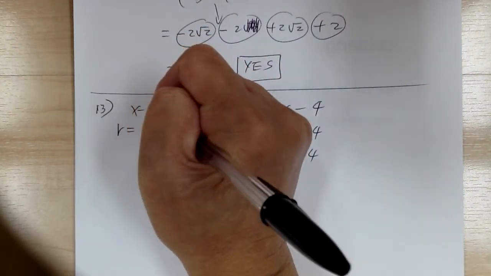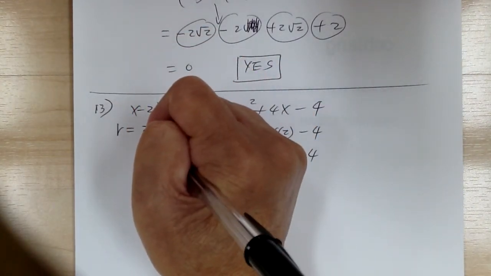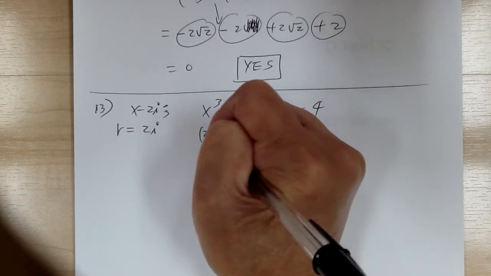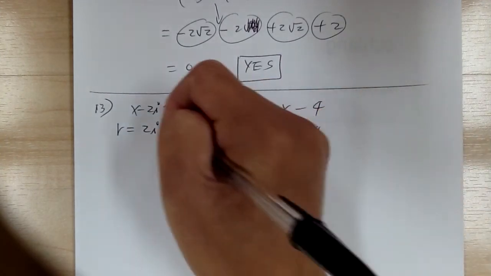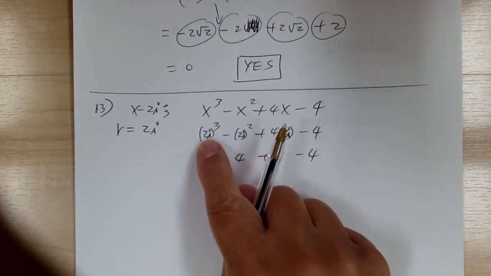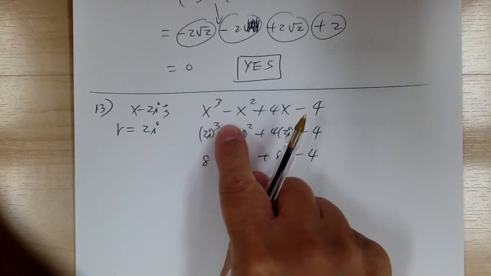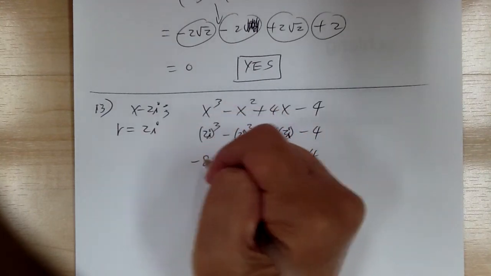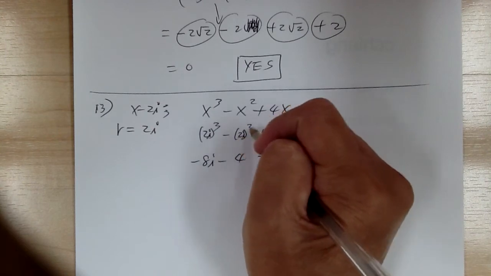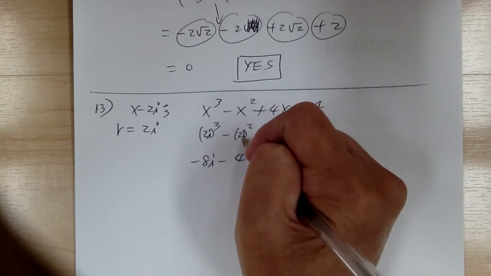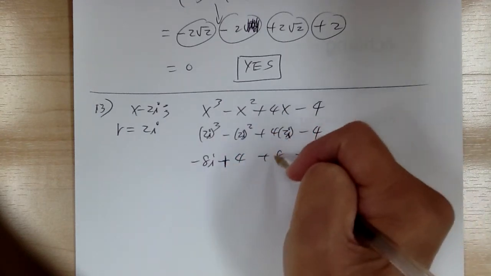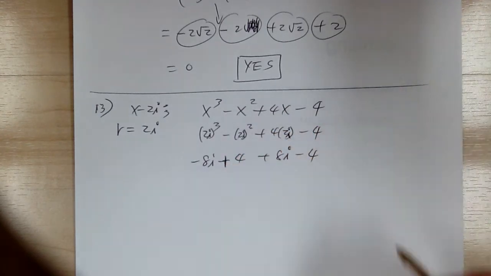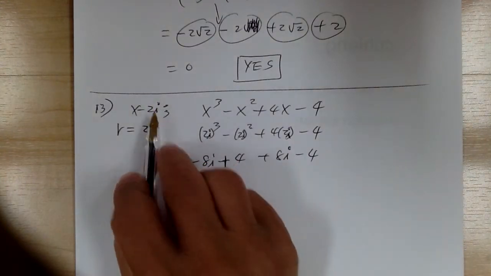Oh, you have to be careful, it's 2i. So 2 times 2i to the 3 power is 8 times i to the 3, which would be negative i, so it would be negative 8i. This one, 2i squared is 4 times i squared, which is negative 1, so this would be plus 4. And this would be plus 8i minus 4. Yeah, so it's 2i.